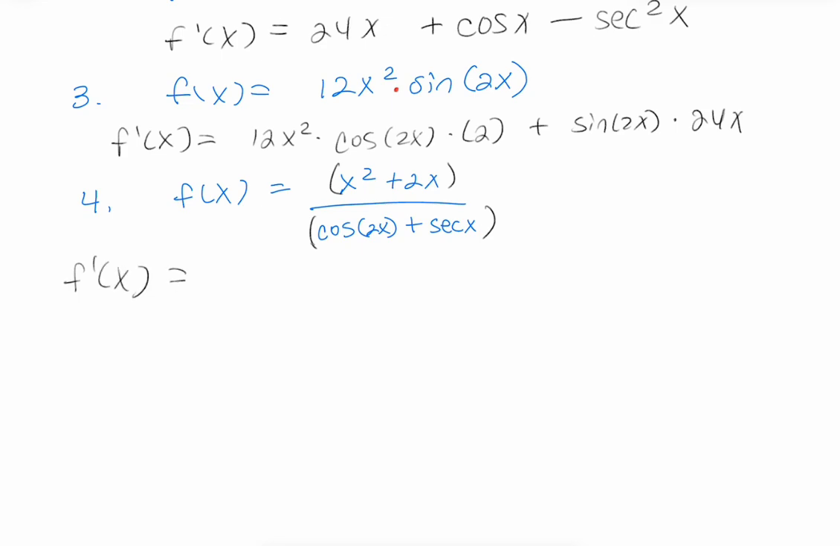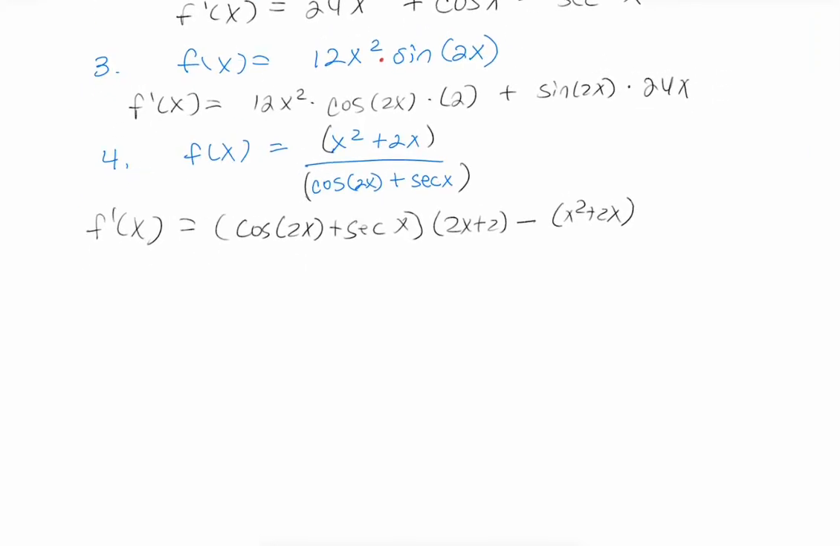So when you do that derivative, you are going to do the bottom. Don't change it. It's just the bottom times the derivative of the top. Now, the top is a nice one. That's just 2x plus 2. Now, it's always a minus the top times the derivative of the bottom. Now, be careful when we do the bottom here. The cosine of 2x does require a chain rule.